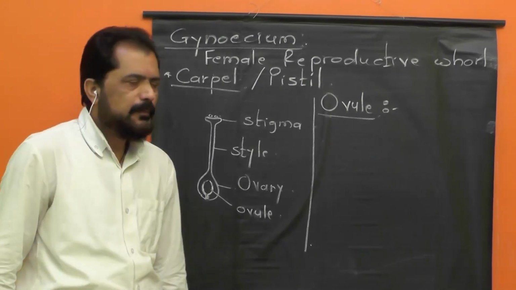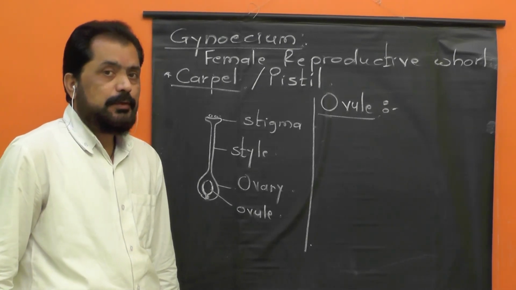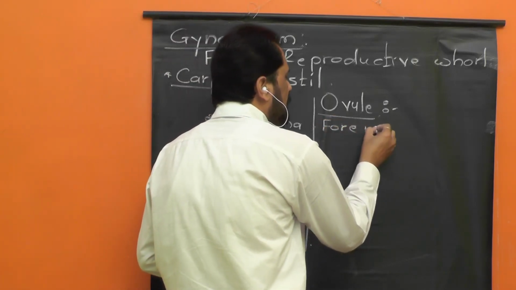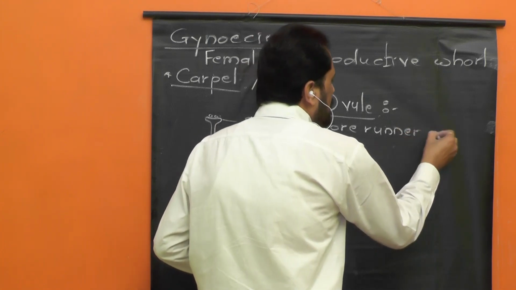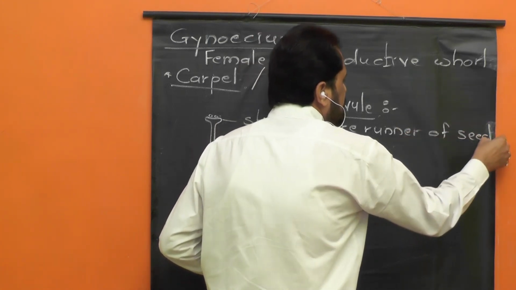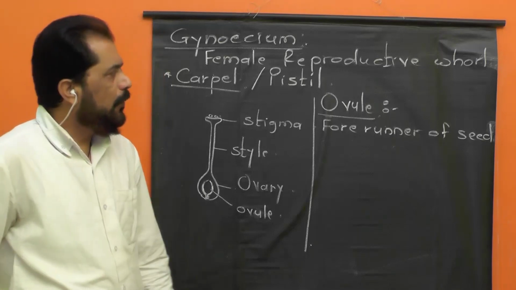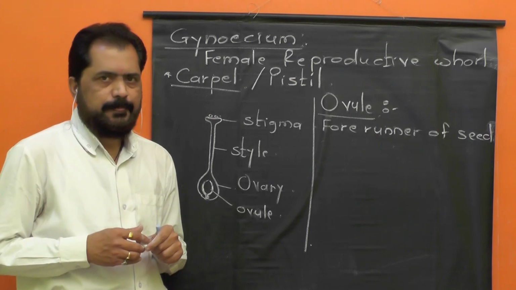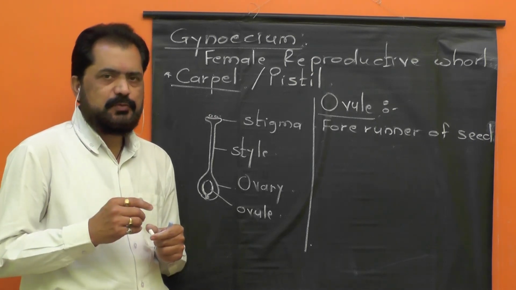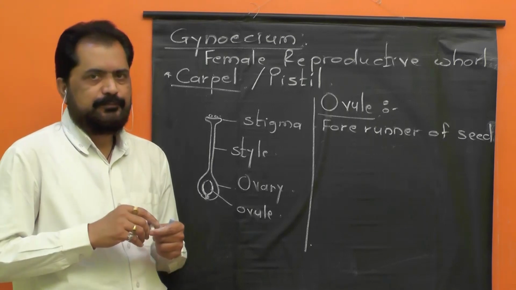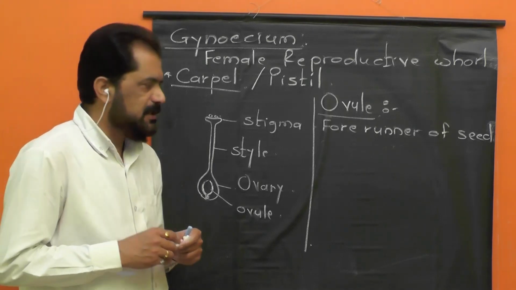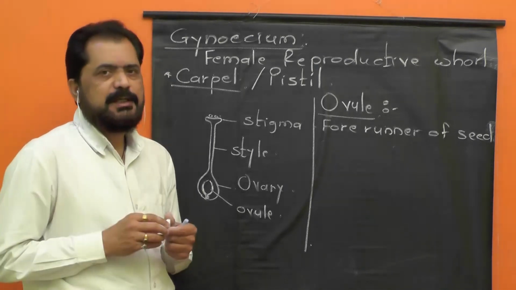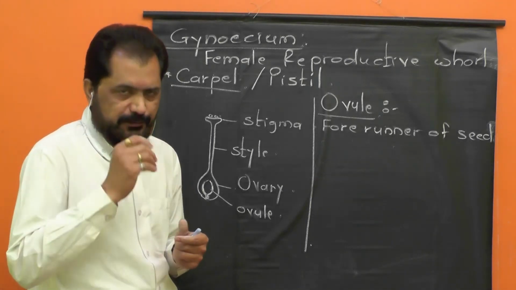Ovule is also known as the forerunner of seed. Why? Because after the process of fertilization, the ovule undergoes some noticeable changes and is converted into seed.